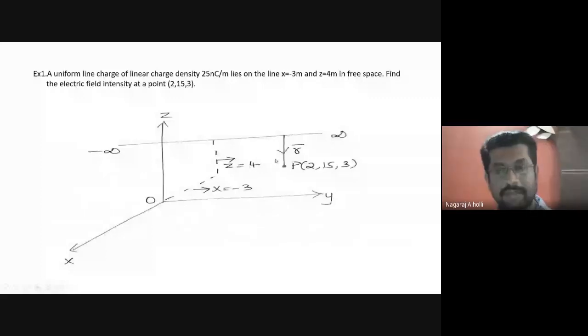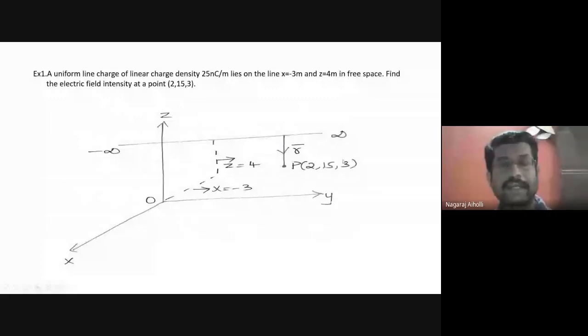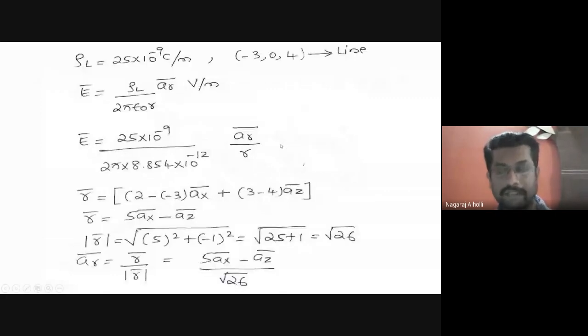That is why we are not considering the y coordinate when solving this problem. The y coordinate will be neglected. In the previous class we neglected the z coordinate, right? Here we are neglecting the y coordinate because the line is lying parallel to the y axis between the range minus infinity to plus infinity. So here we are considering only x and z coordinates.